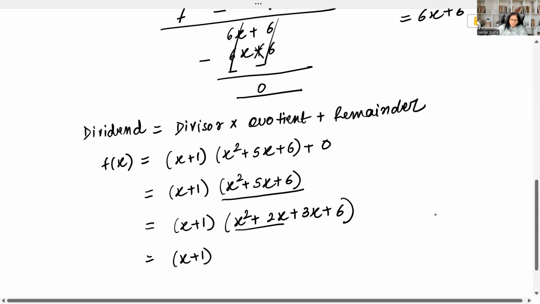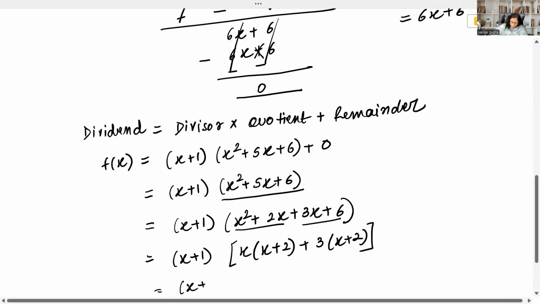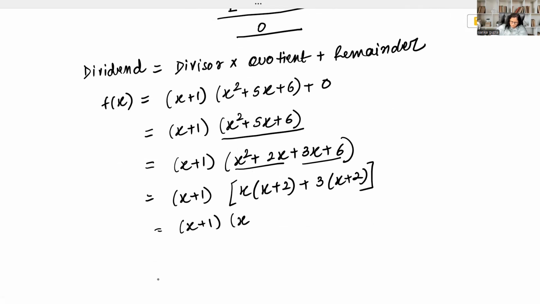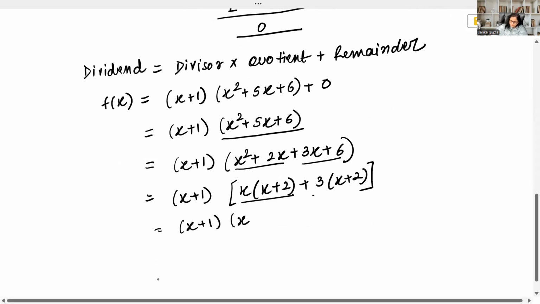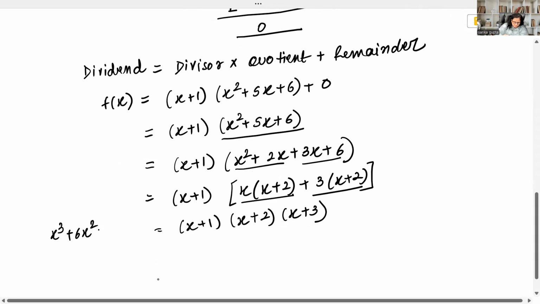Taking out x common from first 2 terms and 3 common from next 2 terms, the answer comes out to be x plus 1. And again, taking out x plus 2 common from these 2 terms, the entire polynomial x cubed plus 6x squared plus 11x plus 6 can be written as the product of x plus 1, x plus 2 and x plus 3, which are the 3 factors of this given polynomial.